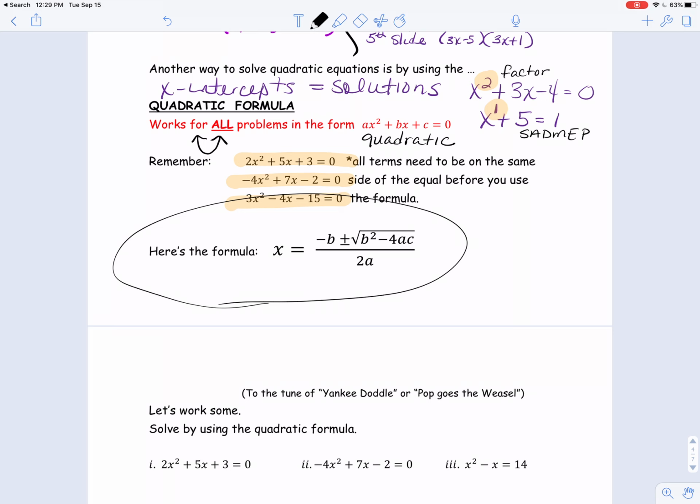But here it goes. X equals negative b plus or minus square root b squared minus 4ac all over 2a. Yankee Doodle. Keep it up.